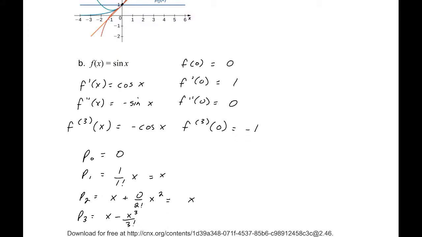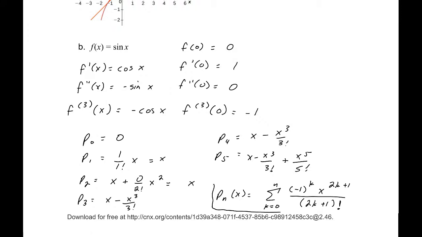Let's just go ahead and carry this out a couple more, P4 and P5. P4 is x minus x cubed over 3 factorial plus, and that would be 0 for the next one. So actually that is our polynomial there. Now the fifth derivative is going to be 1 again. So x minus x cubed over 3 factorial plus x to the 5th over 5 factorial. So every other polynomial is actually the same.